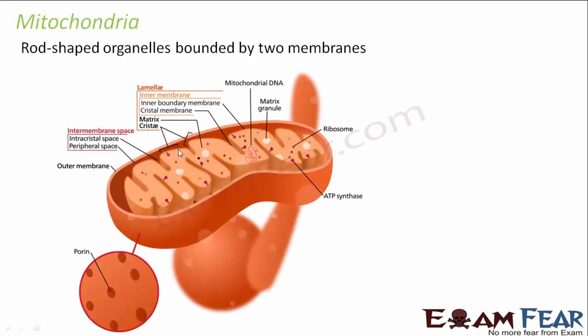We will now talk about the next cell organelle, that is mitochondria. So let us see what mitochondria is. These are rod-shaped organelles bounded by two membranes. So again, rod-like structures bounded by two membranes. If you look at it, you get a picture like this. This is the mitochondria. This is how a mitochondria looks.